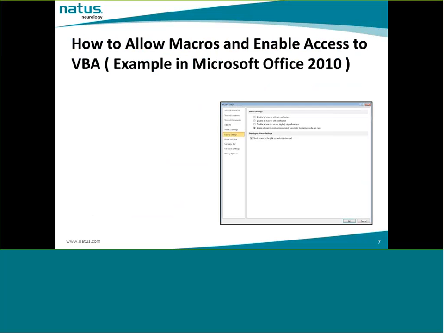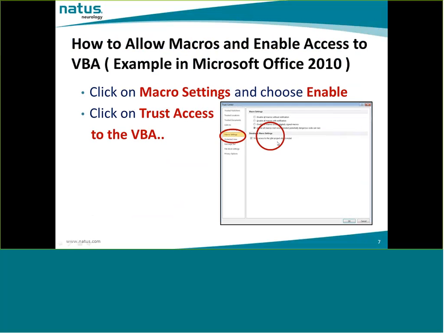So when you have clicked on Trust Center Settings, click on Macro Settings and choose Enable All Macros and check the box of Trust Access to the VBA project object model. This will allow you to do the customization with the add-ins later.